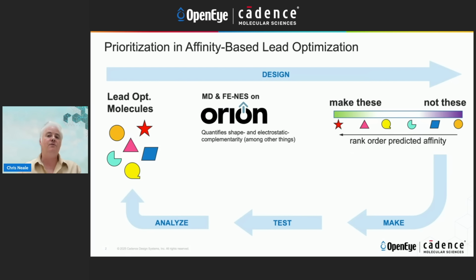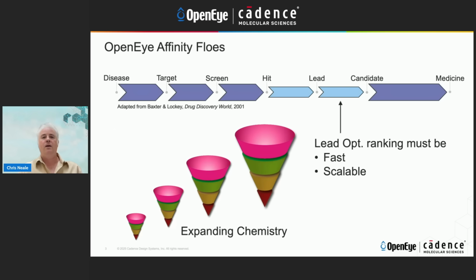OpenEye offers a variety of tools for molecular ideation and posing. Today, I'm going to talk about how we can help you rank order these predictions and make decisions about which molecules to make and which molecules not to make. More specifically, I'm going to focus on the ranking of analogs in congeneric series during lead optimization and how the explosion of accessible chemistry drives the need for methods that are fast and scalable.